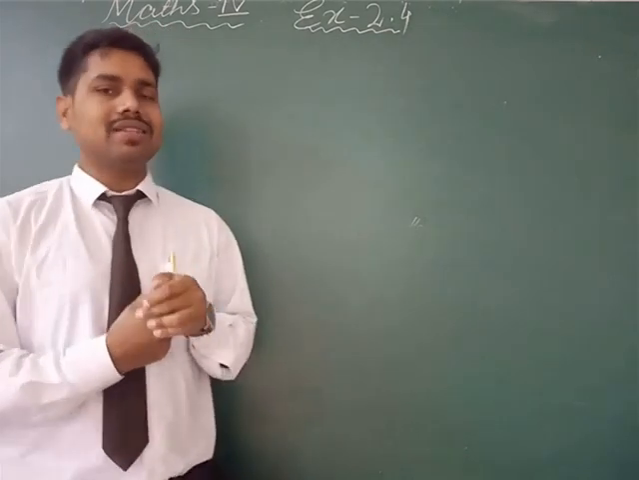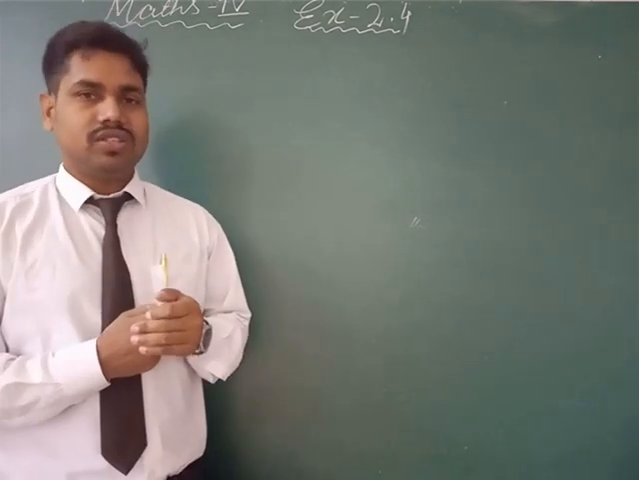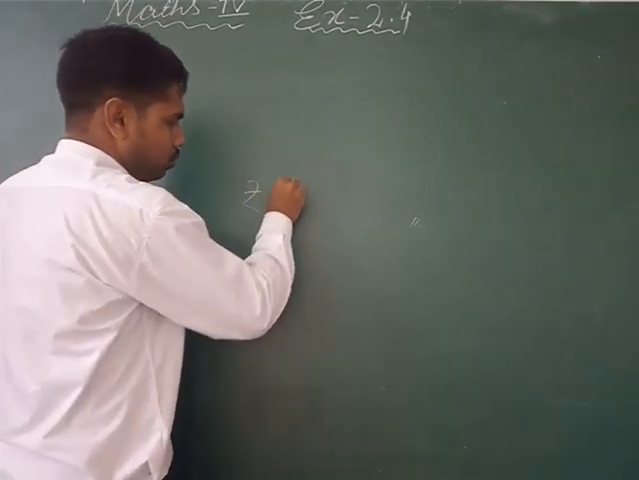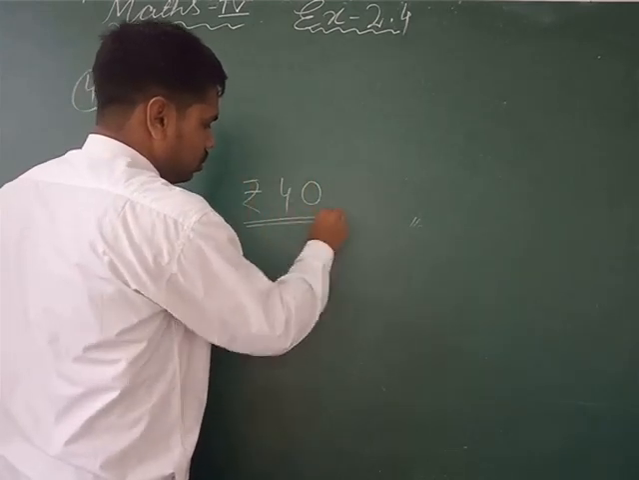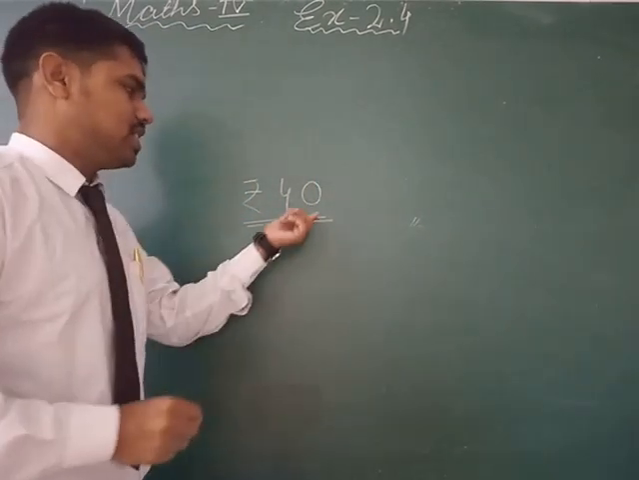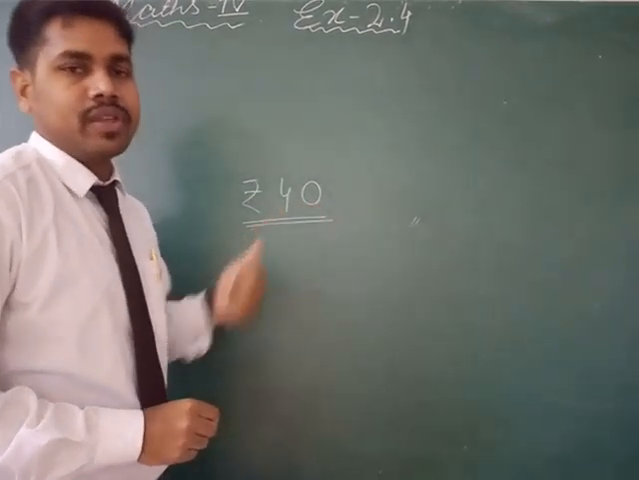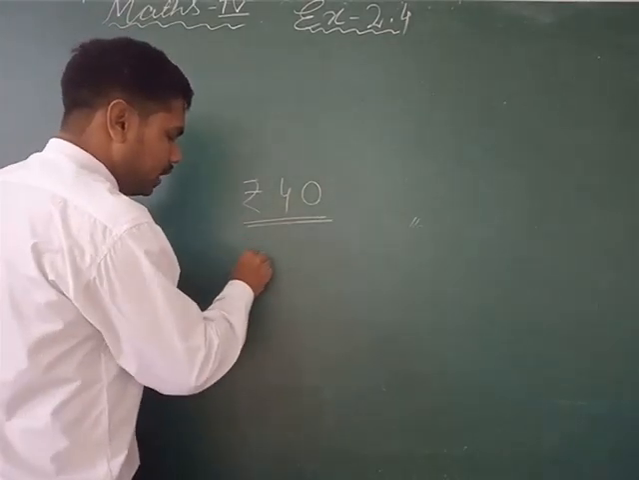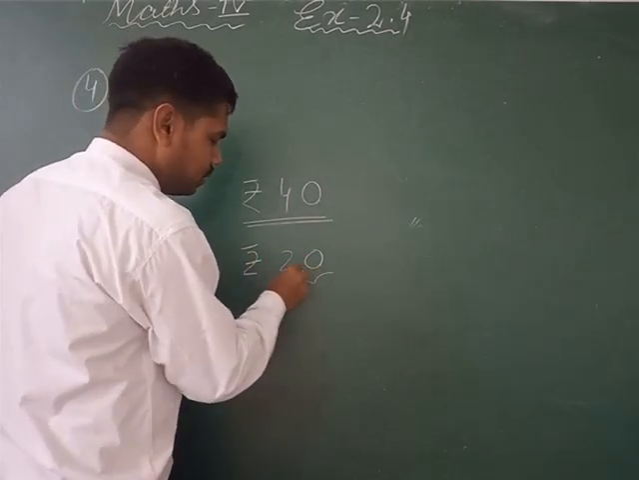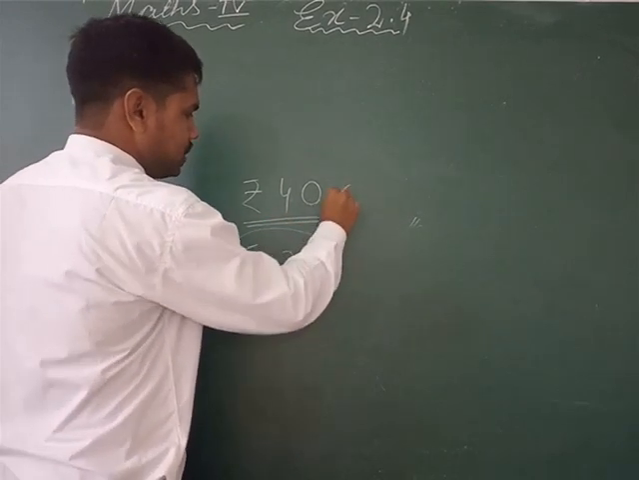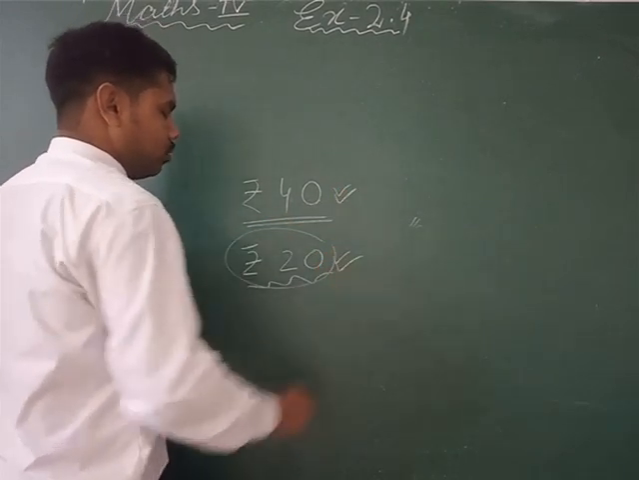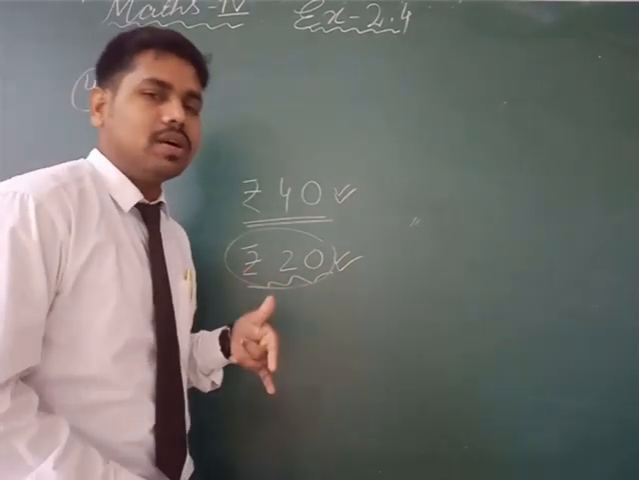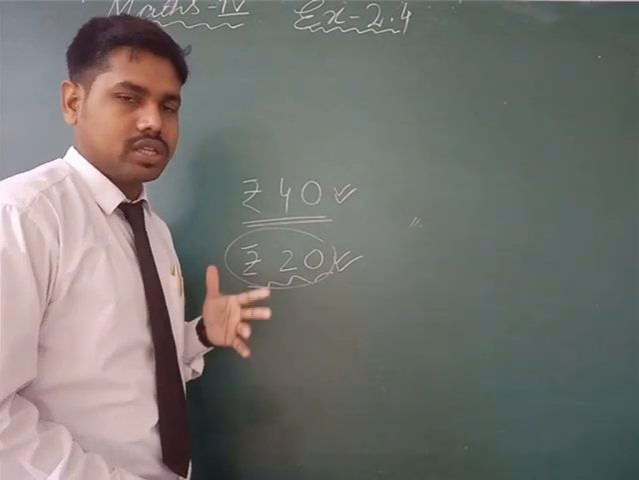For example, I am asking, you have purchased a pen. You purchased a pen at the rate of 40 rupees. So this is your cost price. Now you sell that pen with 20 rupees extra. Whatever amount you purchased it for, you sold that pen for 20 rupees more. So with how much price have you sold that pen? This is the question. Very simple.